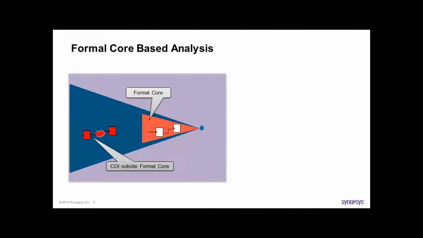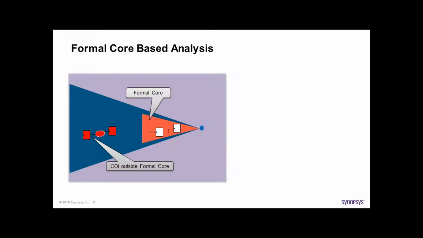So here we have this idea of a formal core. Formal core, again, may be called different things depending on who's telling you about it. But essentially, it's a formal analysis that gets done based on the assertions that you wrote, and it will tell you which pieces of logic are actually involved in the results of your assertion. So the formal core is generally a subset of the cone of influence.